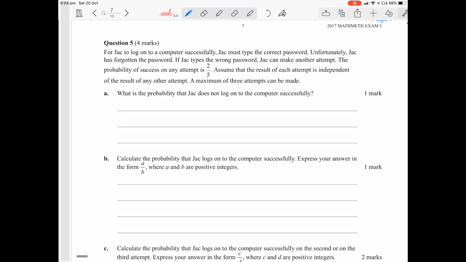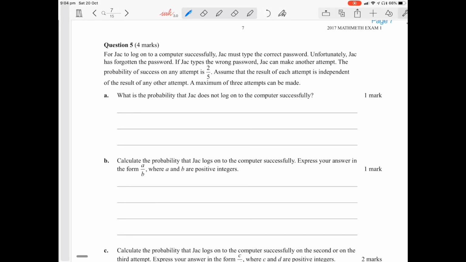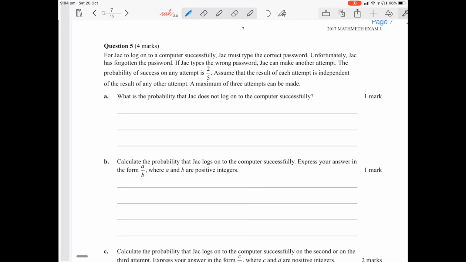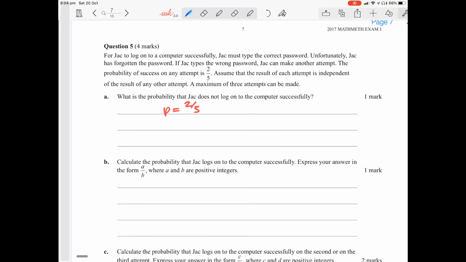Okay, for Jack to log onto a computer successfully, Jack must type the correct password. Unfortunately, Jack has forgotten his password. If Jack types the wrong password, Jack can make another attempt. The probability of success, so p is 2 on 5, on any attempt is 2/5. Assume that the result of each attempt is independent of the other. A maximum of 3 attempts can be made. What's the probability that Jack does not log onto the computer successfully?